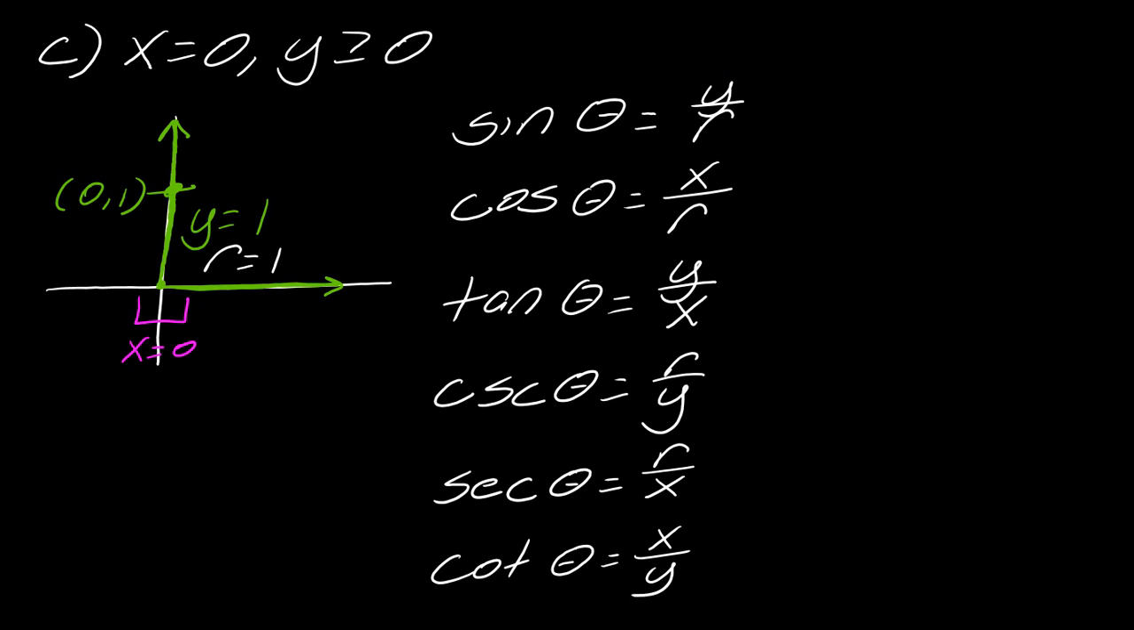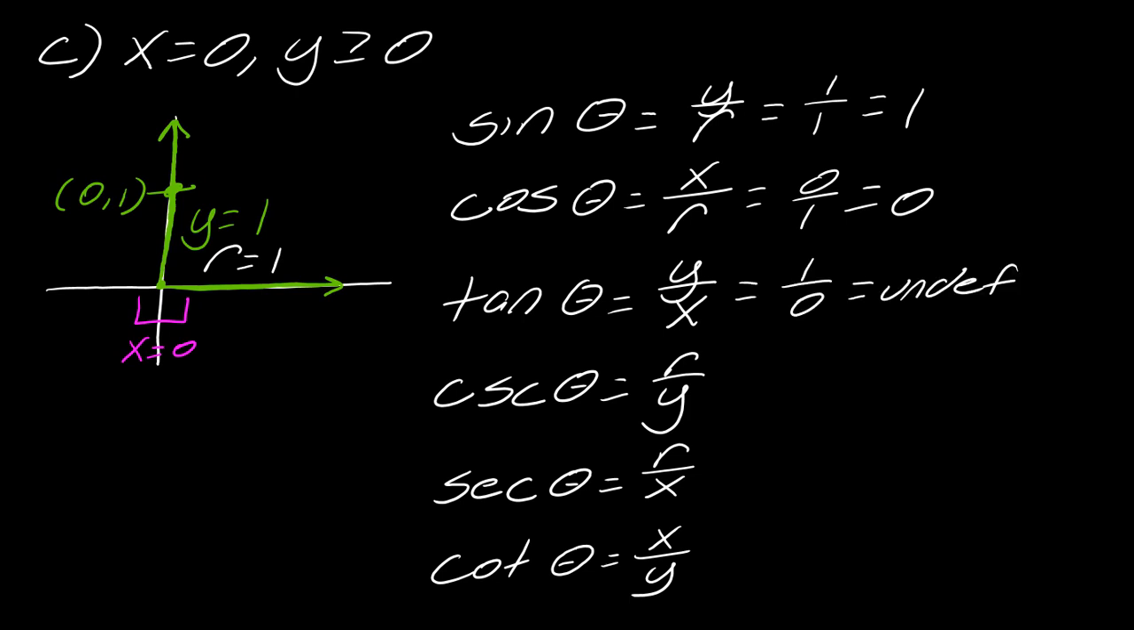So I've got sine of theta equals y over r, so that's going to be 1 over 1, and that's just going to equal 1. And then for cosine of theta, that's going to be 0 over 1, so that's just going to equal 0 in this case. And then tangent of theta, here's something interesting. It's y over x, so that's going to be 1 over 0. If you divide by 0, that's undefined. So that's just what it is.